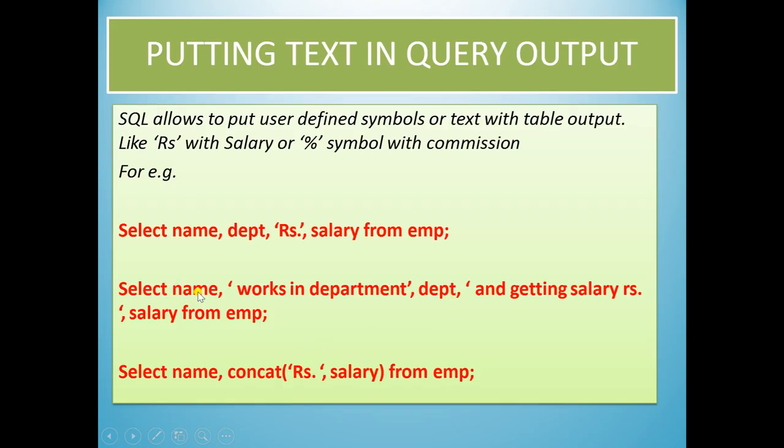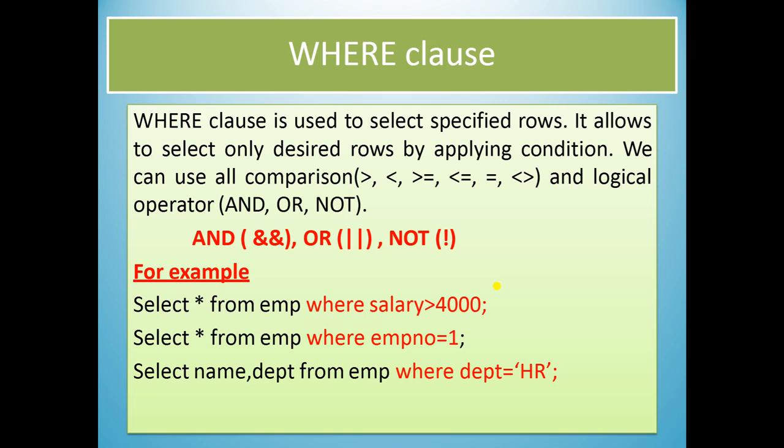Now select name, work in department, that is department, and getting salary, rupees salary from EMP. Okay. So this line, this string will come in the form of text when you are seeing the result. Now the WHERE clause. The WHERE clause is used to select the specified rows. You give the condition, and only the rows that satisfy it will be printed.